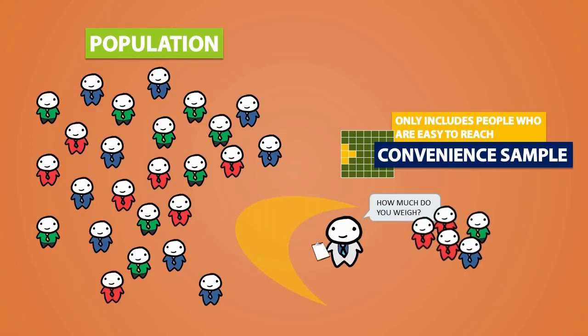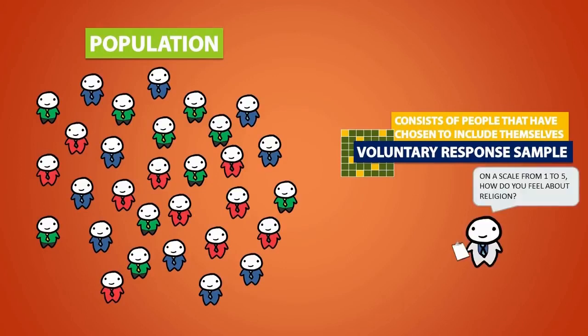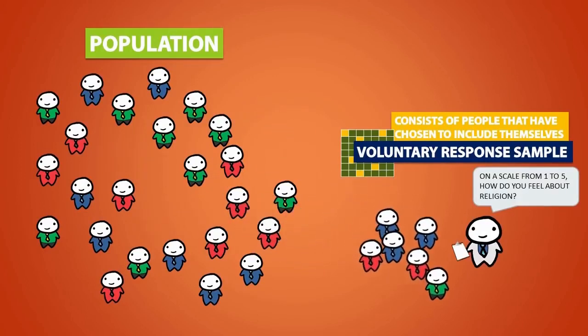This is a biased sampling method because not everyone in the population has an equal chance of being part of the sample. Only people that are of convenience to the researcher will be interviewed. Now, a voluntary response sample consists of people that have chosen to include themselves in the sample. So the researcher lets people come to him.